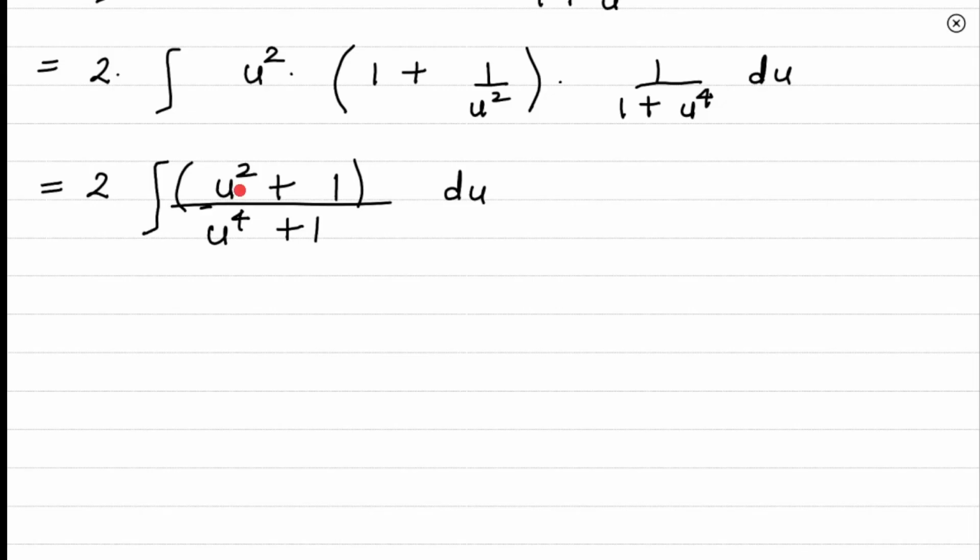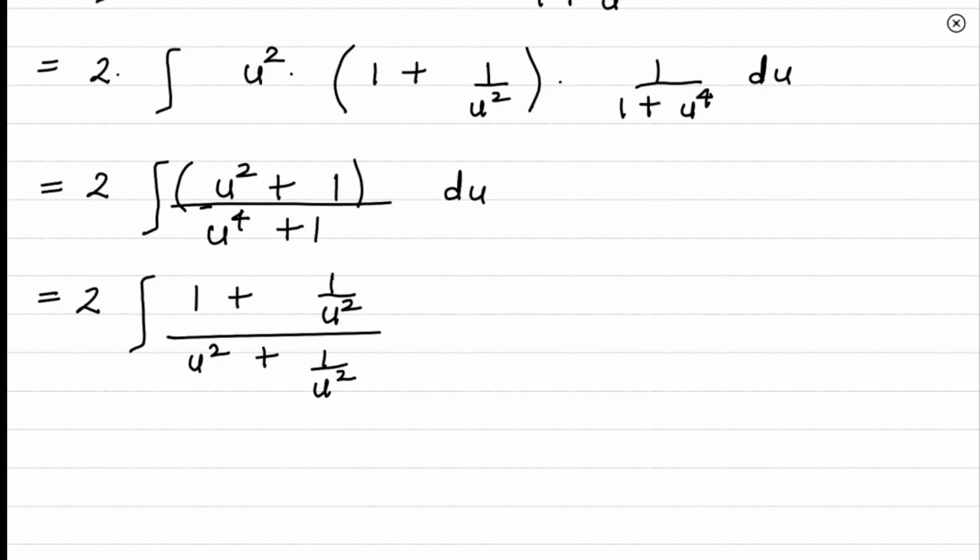Remember that whenever in an integral you see a function of the form u square plus 1 divided by u to the power 4 plus 1, what you have to do is divide numerator and denominator by u square and get rid of that u to the power 4. So we have 2 times integral of, and we divide numerator and denominator by u square. What that will help us is get rid of that u to the power 4. So u square divided by u square is 1, and 1 divided by u square stays as 1 divided by u square. In the denominator, u to the power 4 divided by u square is u square, plus 1 divided by u square. I hope that made sense. I'll put a bracket and we are integrating with respect to u.